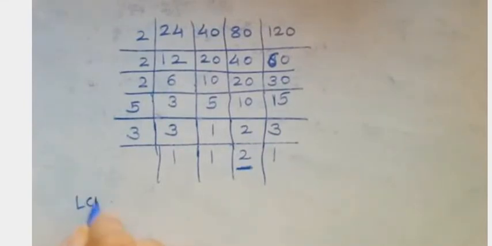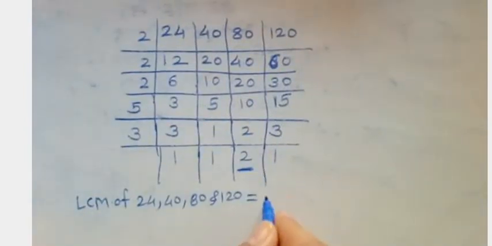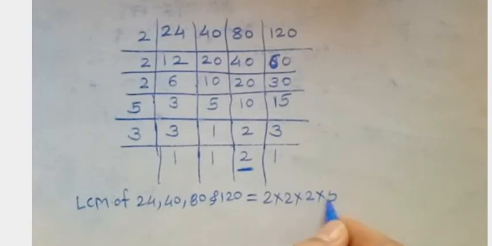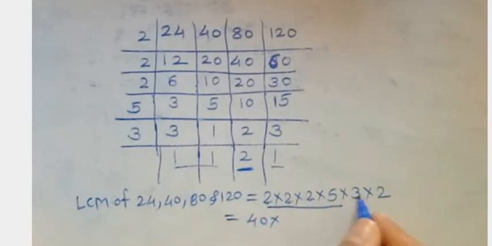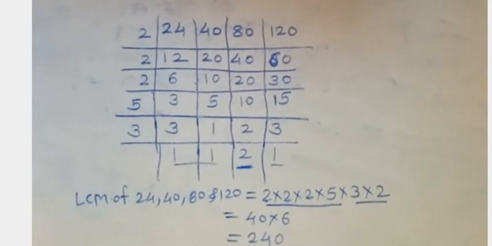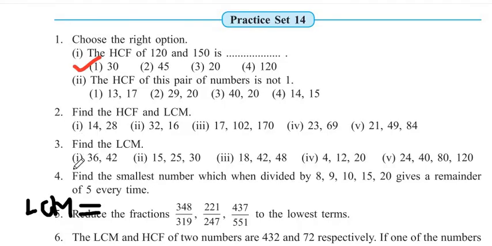That means LCM of 24, 40, 80 and 120 is equals to product of all these numbers, that is 2 multiply by 2 multiply by 2 multiply by 5 multiply by 3 multiply by 2. ये 1 1 नहीं लिया तो चलता है, क्योंकि 1 into 1 1 ही आएगा. Okay, now see here, 2 2 जा 4, 4 2 जा 8, 8 5 जा 40. Okay, multiply by 3 2 जा 6, 40 multiply by 6, 4 6 जा 24, and this is 0, and therefore your answer is LCM of 24, 40, 80 and 120 is equals to 240. Very easy. Then next question is, find the smallest number.